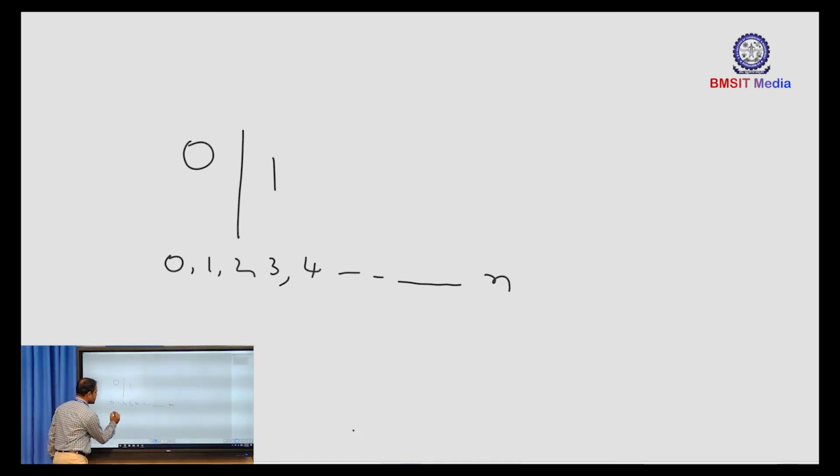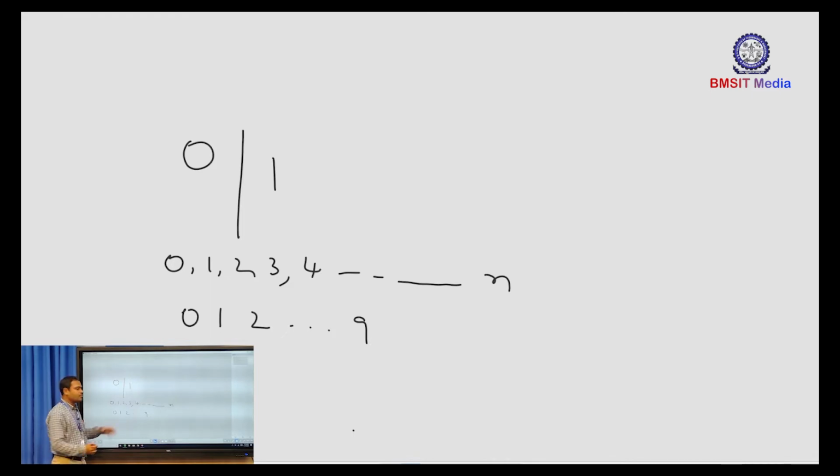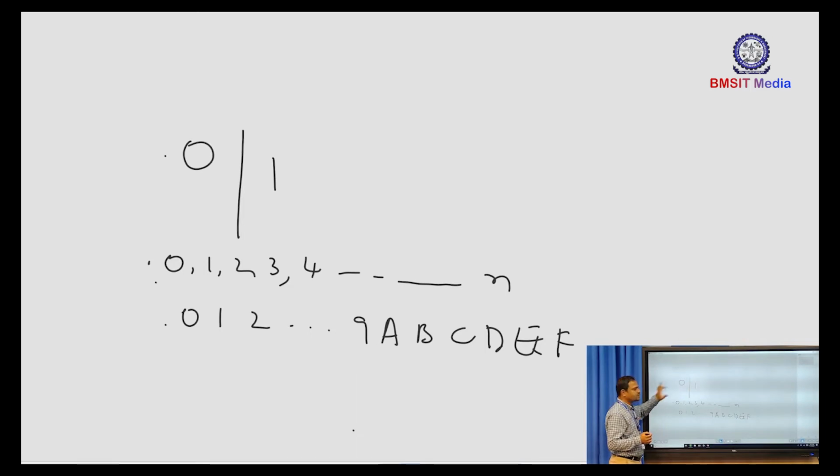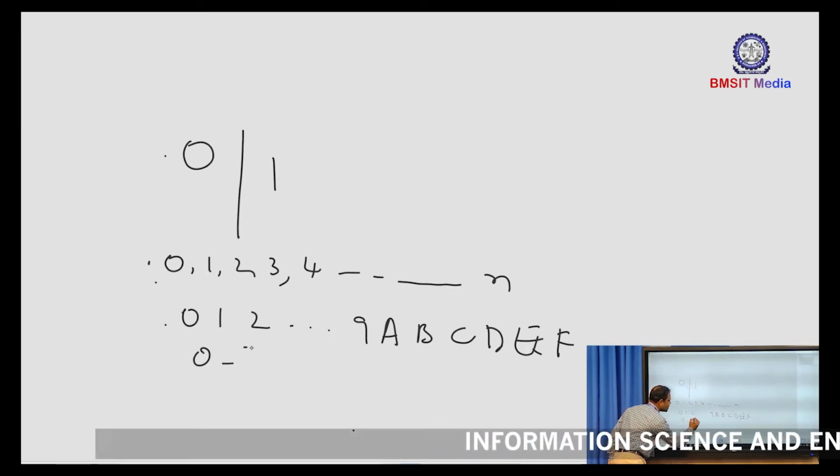Hexadecimal number system starts from 0, 1, 2, up to 9. Then we have the hexa numbers starting from capital A or small a, anything we call A, B, C, D, E and F. This is decimal number system and this is binary number system. We also have one more system called octal number system. Octal number system means 0 to 7.